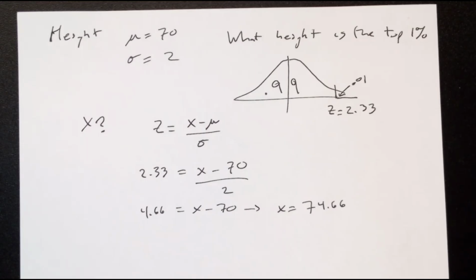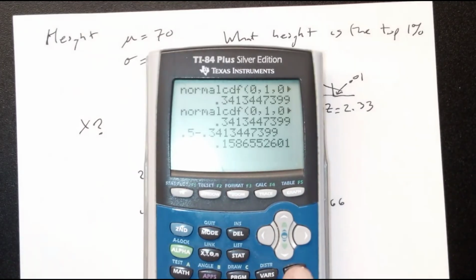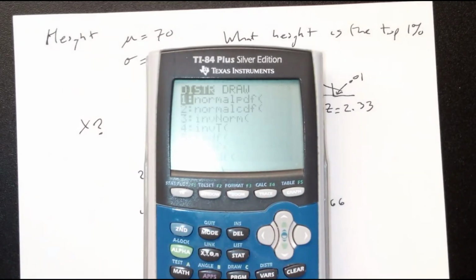I'm working my formula backwards, right? That's how I got the X value from the Z. That's how I got the Z from the area. If I want to go backwards, I'll need to go backwards in my technology too. Under my distributions, there's an inverse normal. Option number 3 here.